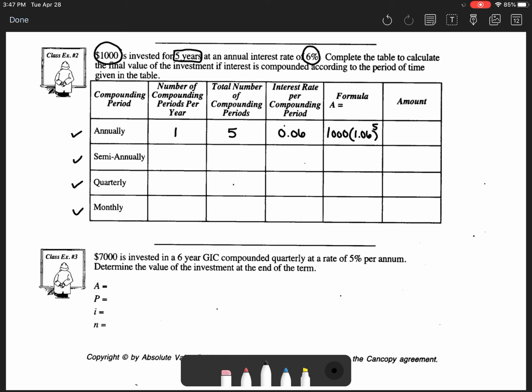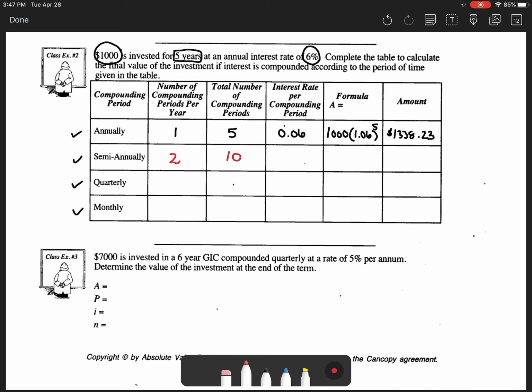So it's still 6%. My formula will be $1,000, and then 1 plus the 6%, 1.06, to the exponent of 5, and that's the number of interest compounding periods. So when I do that calculation, 1.06 to the exponent of 5 first, times the $1,000, that will give me a total of $1,338.23.